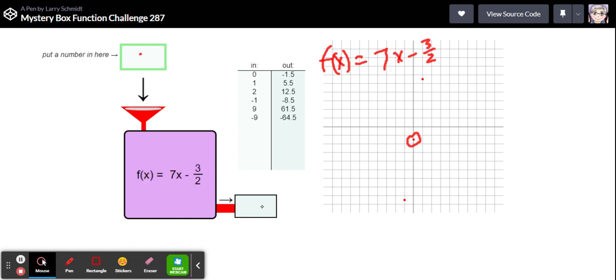Let's go ahead and take a look. Yep, 7x minus 3 halves, and we can graph that as well. Nice steep line cutting through the y-axis at that negative 1.5.